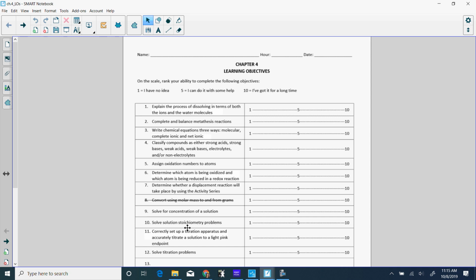Okay, your test tomorrow is on chapter 4 learning objectives. I think there's 11 of them, so just like your quiz, there's 11 points on it. -2. Right. I don't know why you wrote that.